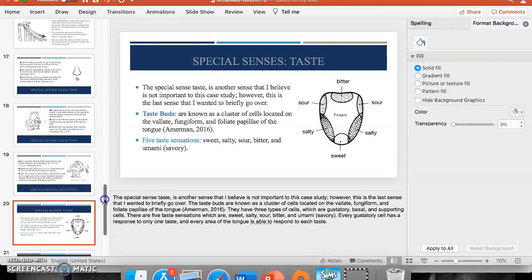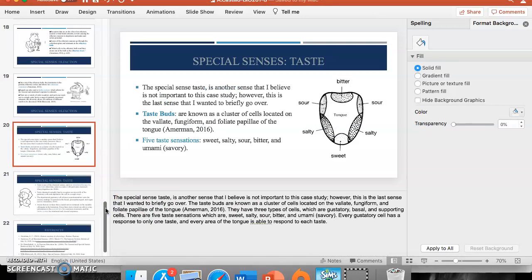On to our last special sense, taste. It's another sense again that I do not believe would help us get across on this bike into the intersection. However, it's the last sense that I wanted to briefly go over. The taste buds are a cluster of cells on the vallate, fungiform, and foliate papillae on the tongue. They have 3 types of cells, which are gustatory, basal, and supporting cells.